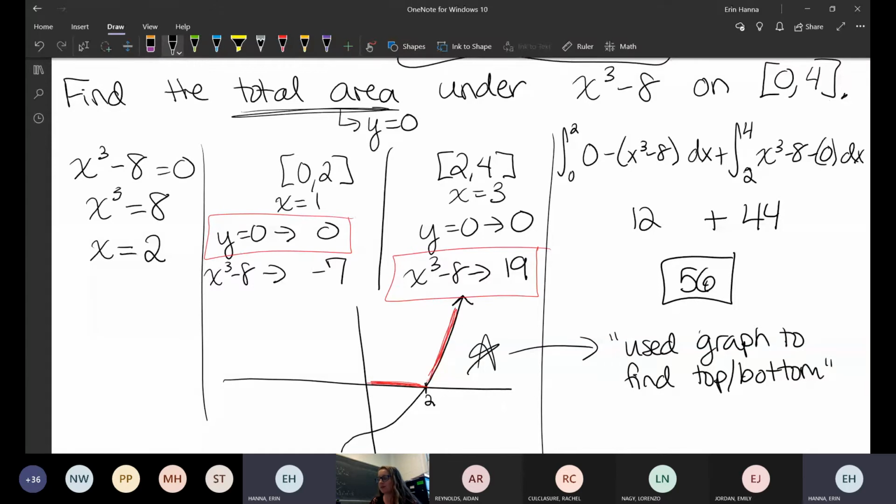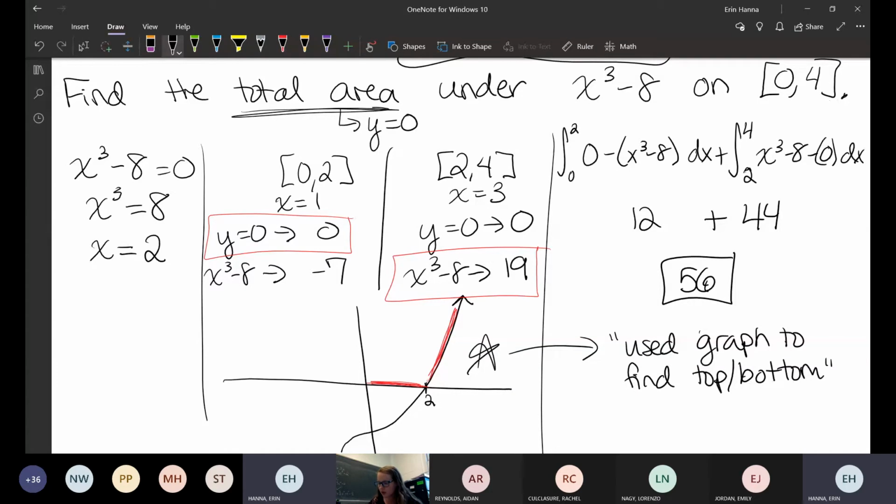And I understand that sometimes people just use the graph to do that. So I just need you to state that that's how you found which was on top of the other. I pretty much always include that in my instructions as well to make sure that you remember to do that. But yeah, if you use the graph way, you just need to tell me that you did the graph way.